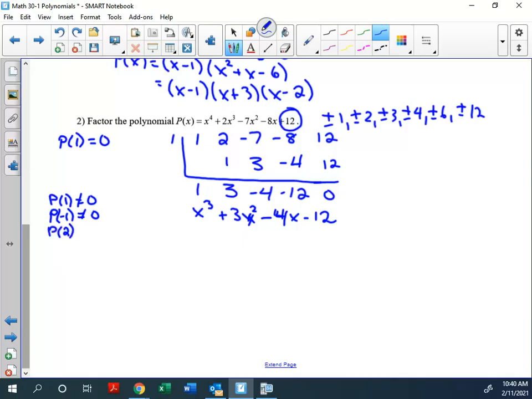2. Okay, this is going to take more brain power. So that's going to be 8 plus 3 times 4 is 12 minus 8 minus 12. That's looking good. Right? That one gives me 0. So now I do it again. And I take my cubic and divide out the next one.